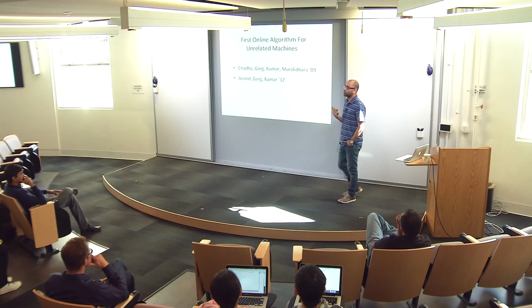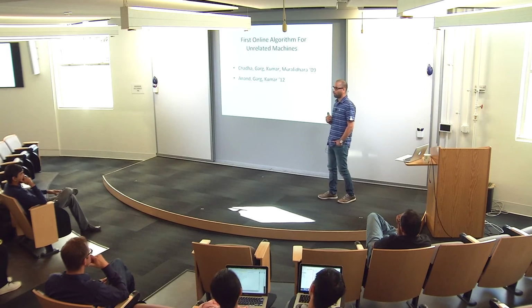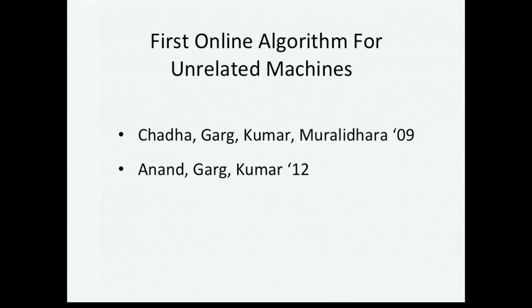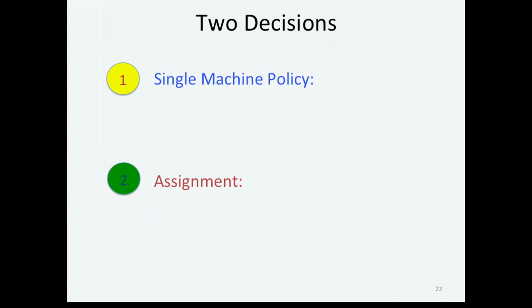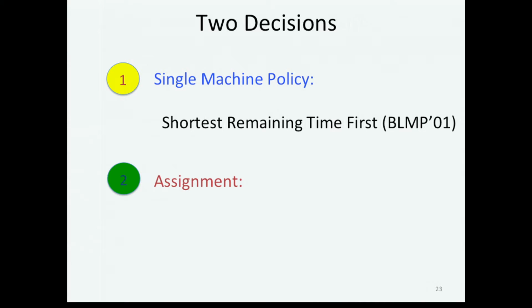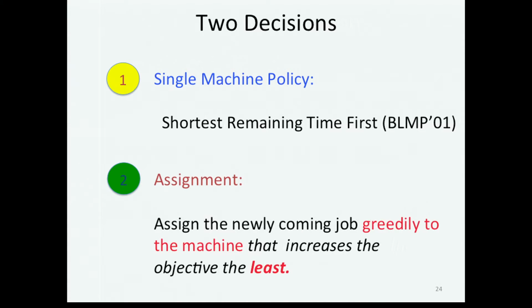So I'm presenting two algorithms, one clairvoyant and one non-clairvoyant. So this rule is well defined. Okay. And what is the assignment policy? And in this paper, they proposed the following very simple looking assignment policy.